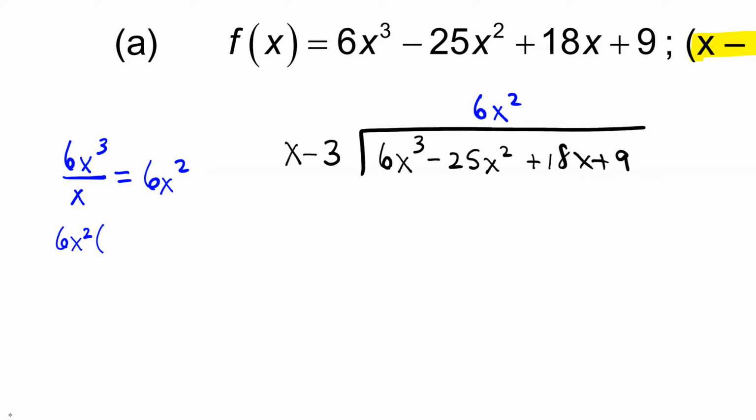Okay, step 2, multiply, aka distribute. So I'm going to take 6x squared times x minus 3. So you get 6x cubed minus 18x squared. Third step, draw the line, change the sign, then you must combine. Okay, so negative 25 plus 18 is negative 7x.